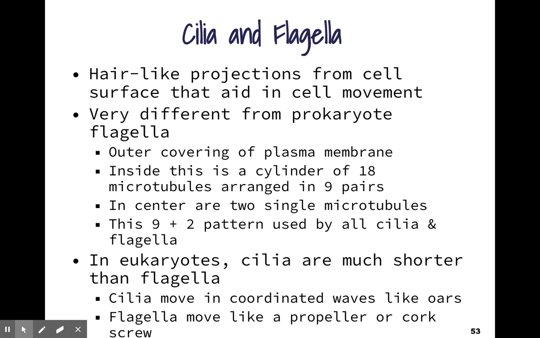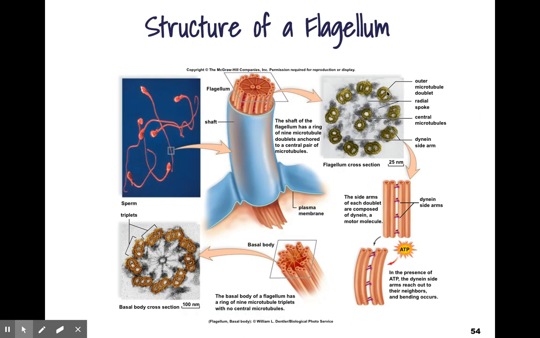In eukaryotes, cilia are much shorter than flagella. Cilia move in coordinated waves like oars, and flagella move like a propeller or a corkscrew. This is what we see here. Obviously, flagella are most notable in our sperm cells. The tail is a flagellum, which aids in movement of the cell. The purpose of the sperm cell is to deliver its DNA to the egg cell, and it needs to move. So the way it moves is through the flagellum.